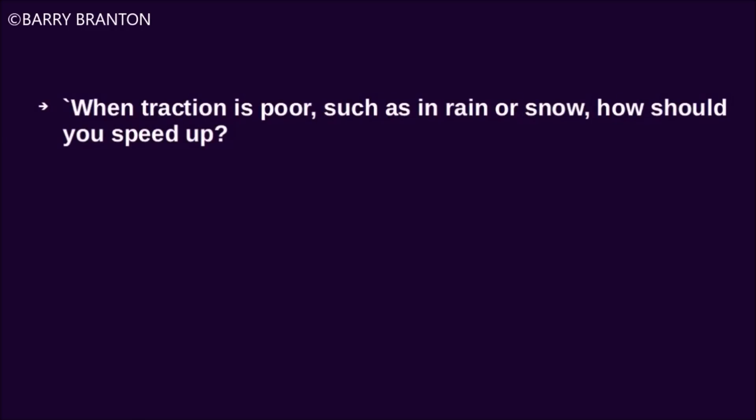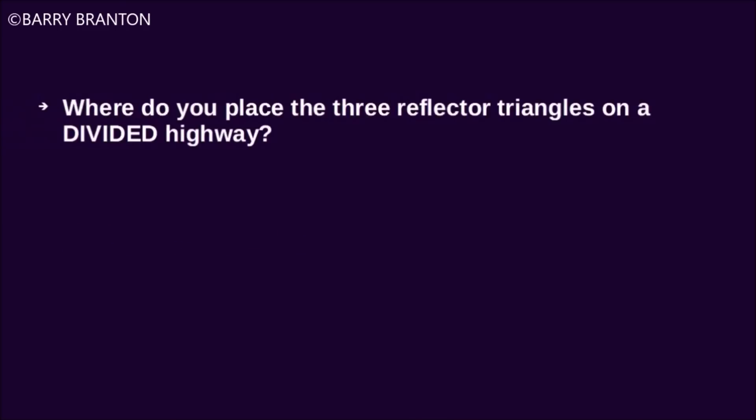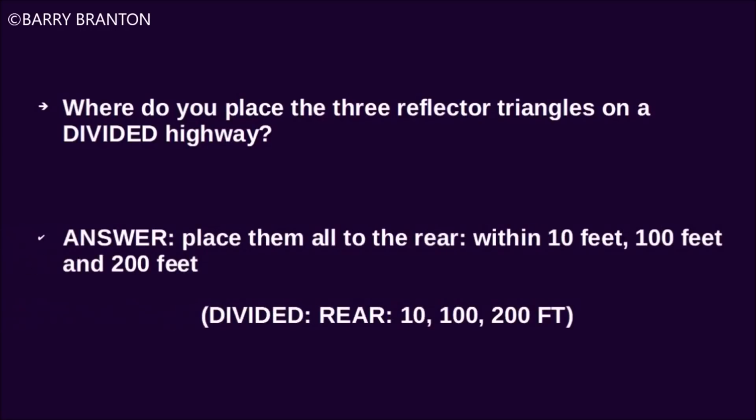When traction is poor, such as in rain or snow, how should you speed up? Very gradually. Where do you place the 3 reflector triangles on a divided highway? Place them all to the rear, within 10 feet, 100 feet, and 200 feet.